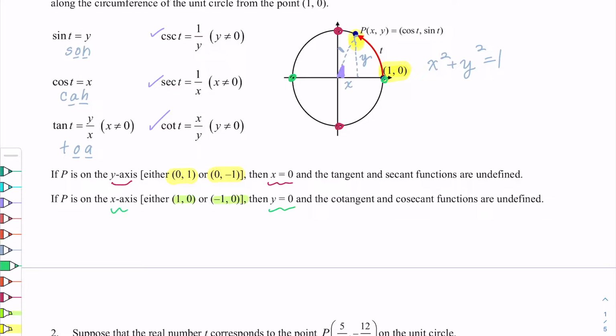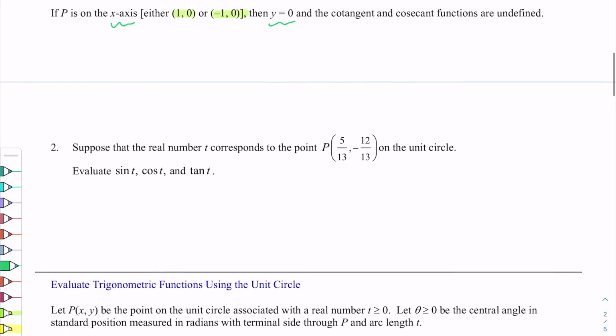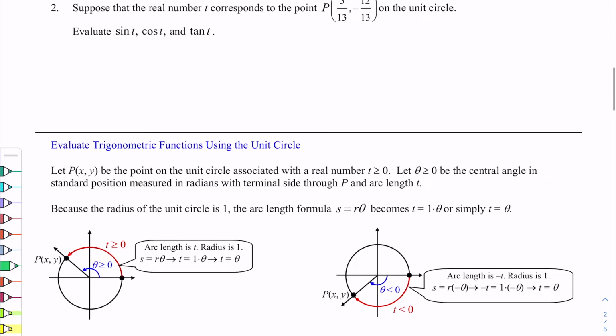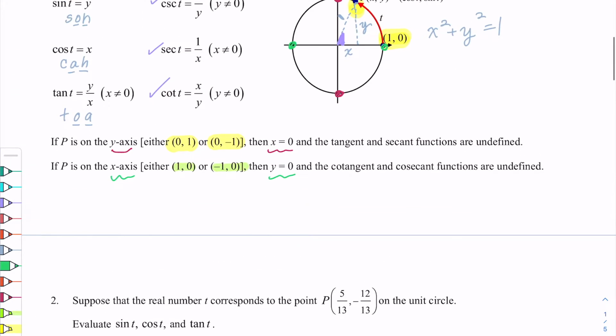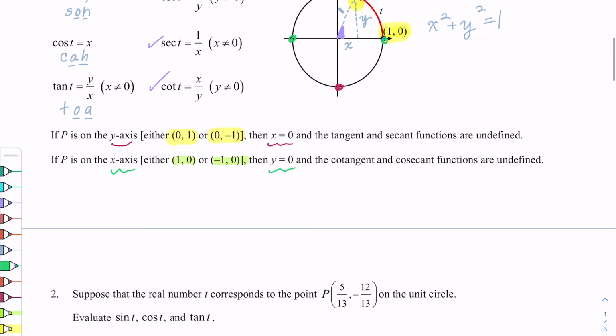Okay, so let's look at number 2. Suppose that the real number t corresponds to the point 5/13, negative 12/13 on the unit circle. We want to evaluate the sine, the cosine, and the tangent of t. We can use these right above if we need to.